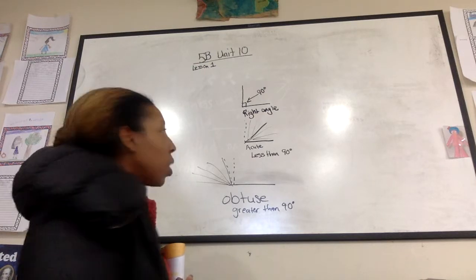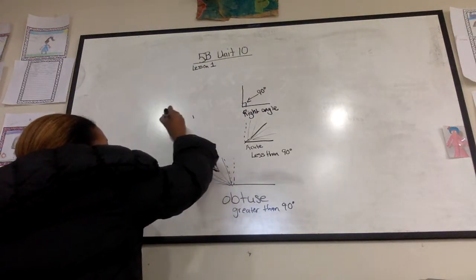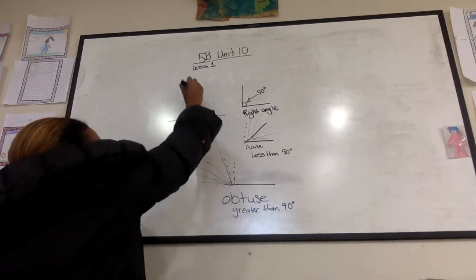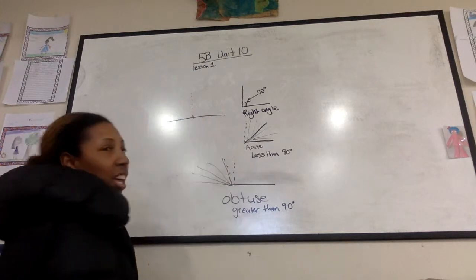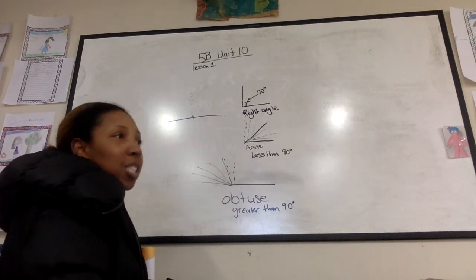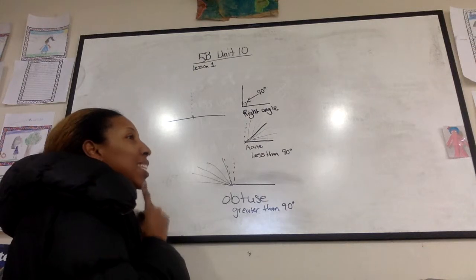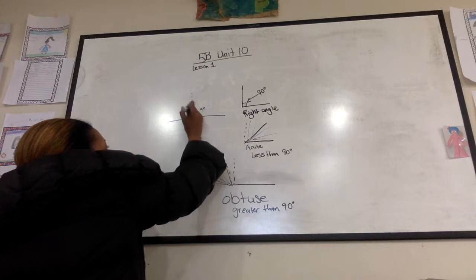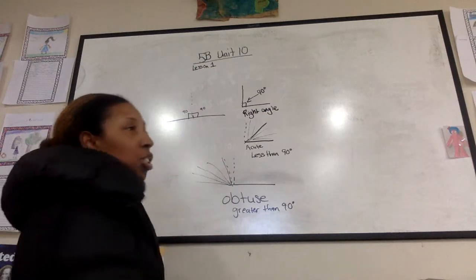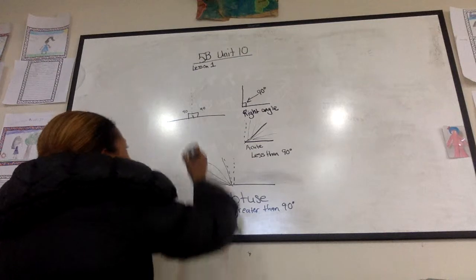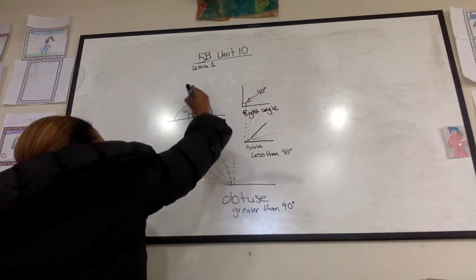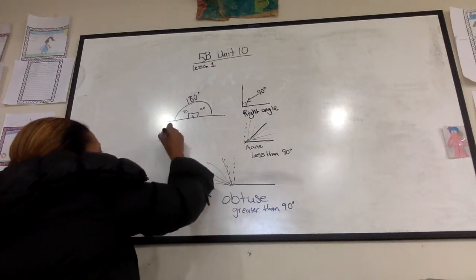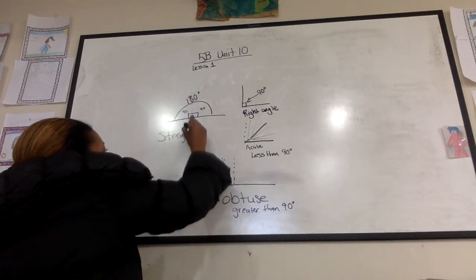Another thing you're going to need to know is something called a straight line. Notice I put a little thing here because I am imagining that if I took my straight line and I split it in half, then that means that this is 90 degrees and this is 90 degrees over here. If these are both 90 degrees, 90 plus 90 equals 180 degrees. So therefore, a straight line is always equal to 180 degrees.